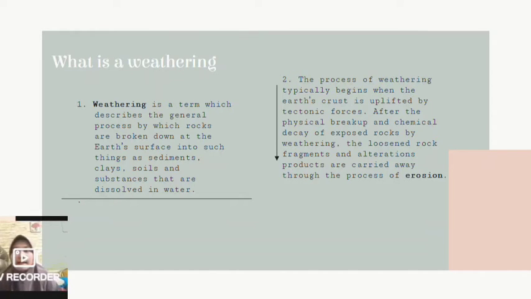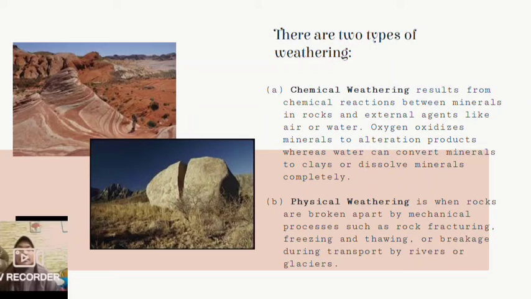The process of weathering typically begins when the earth's crust is uplifted by tectonic force. After the physical breakup and chemical decay of exposed rock by weathering, the loose rock fragments and alteration products are carried away through the process of erosion. There are two types of weathering, which are chemical weathering and physical weathering.